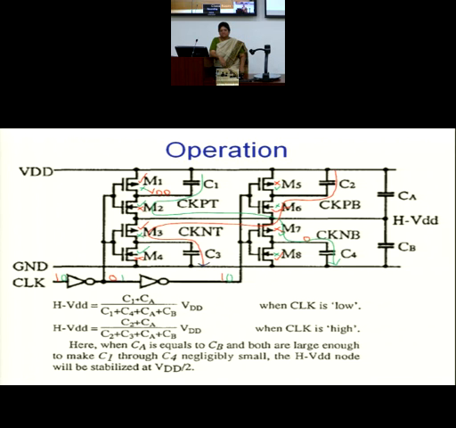So, after initial 3-4 cycles, which will be required for charging, this point HVDD will come to the half VDD point. And then your CKPT will be swinging from VDD to only half VDD, CKPB will also be swinging from VDD to half VDD, and these two will be swinging from half VDD to full VDD.